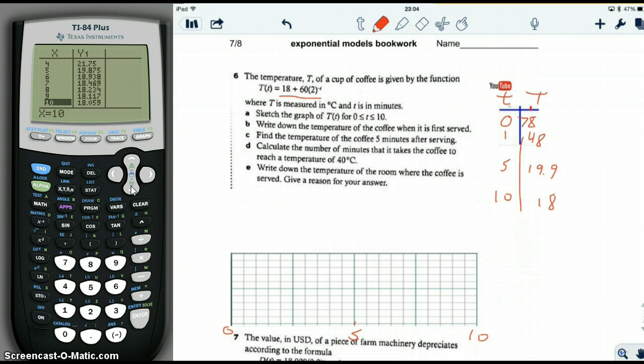Okay, so let's say that the top of this is 100. So 0, 78, that would be about here. 1, 48, so this would be 1, 2, 3, 4. Okay, so 1 would be 48, about there. 5 would be 19.9, about there. And 10 would be 18, about there. Okay, so let's try to draw that exponential curve.